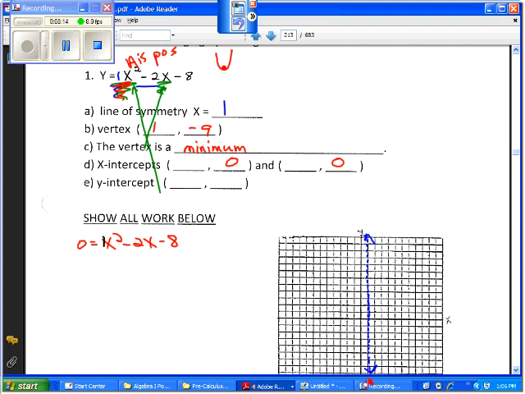If a is 1, then I can ask the question. If a is 1, then I can do this, correct? I can factor quicker. And then I can say, what do you have to multiply? What can you multiply to get a negative 8 and add to get a negative 2? If a is 1, you go ahead and put your x's. And then you think, what do I multiply to get my c of negative 8, but add to get my b of negative 2?